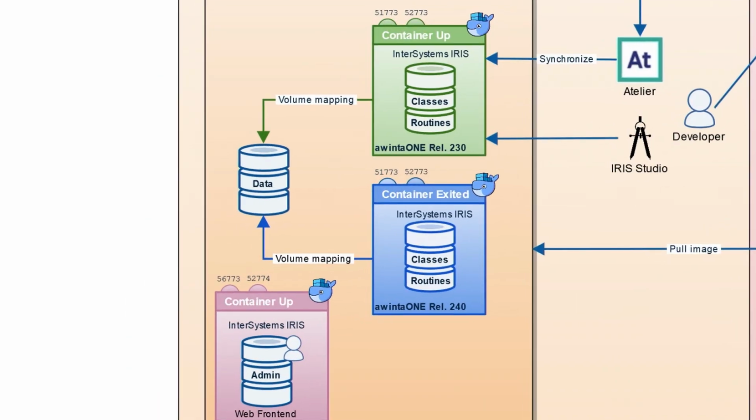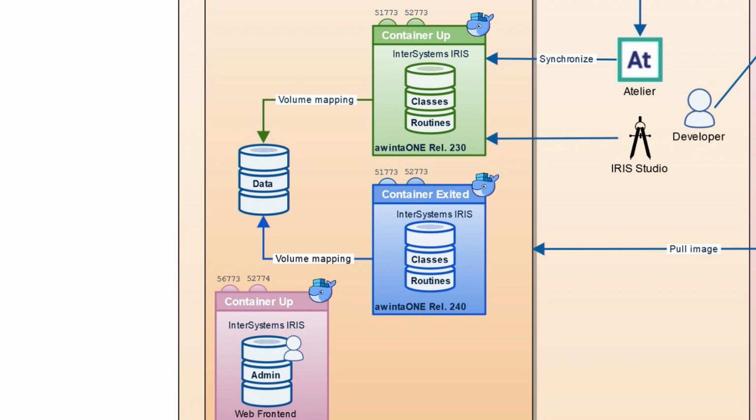So here we have our different containers running. One container is up with awinta 1 release 230, the green one, and one container has exited, also with awinta 1 release, but in version 240. Those containers have inside, in certain databases, our classes and routines in the defined state.